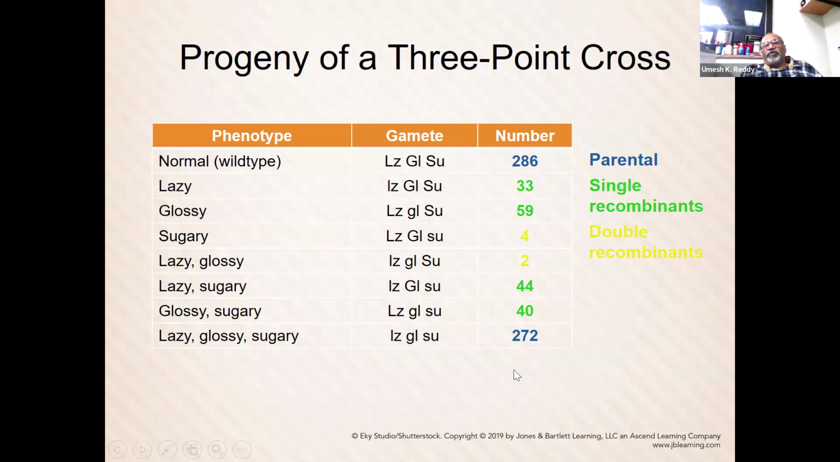Like if there are about 700 plants, the parental types and recombinants should be exactly equal. They are not equal. These parental types are more and recombinants are very few. This indicates that these three genes are located on the same chromosome. We'll come back to this statement again, why I am saying that these three genes are located on the same chromosome.